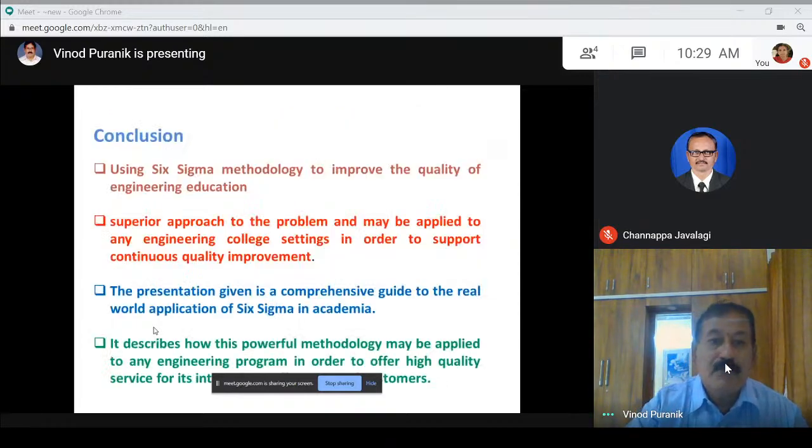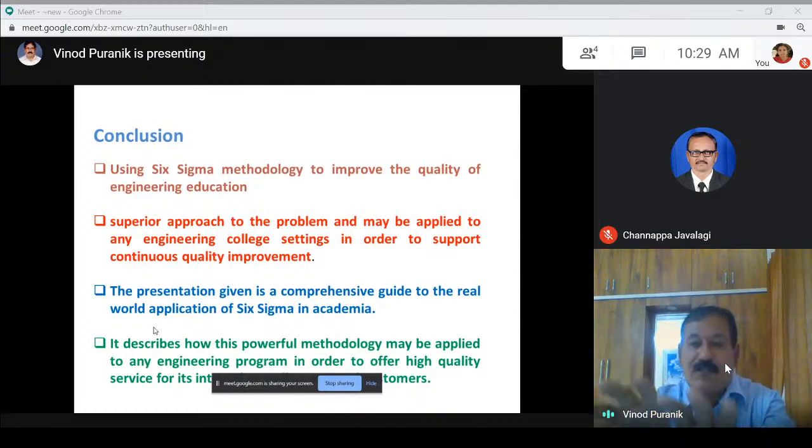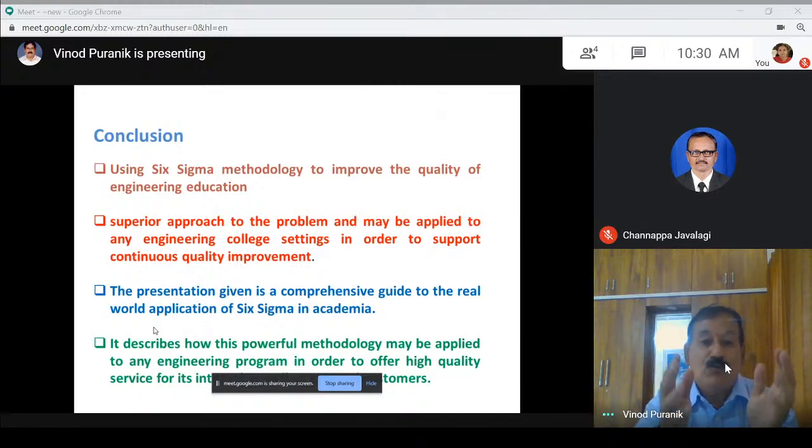So finally, the conclusion with respect to this particular case analysis, very clearly I want to tell you: using the Six Sigma methodology improves the quality of engineering education. There is no doubt about it. It is a superior approach to the problem and may be applied to any engineering college setting in order to support continuous quality improvement. The presentation given is a comprehensive guide to the real-world application of Six Sigma in academia.